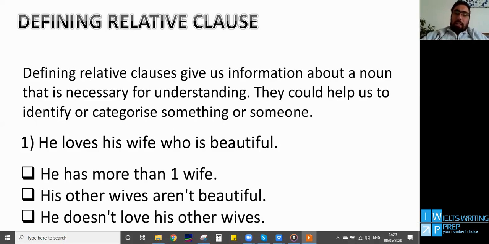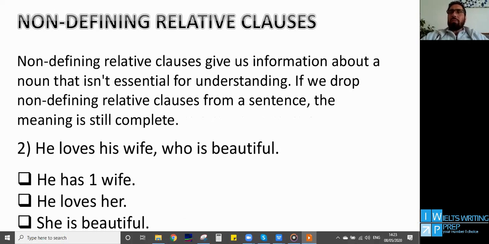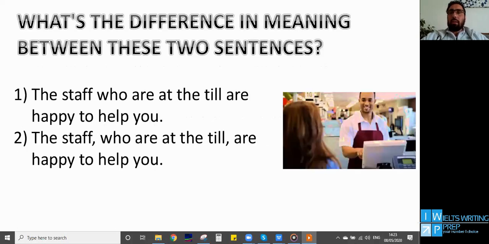So that's basically the difference between the two clauses. Defining gives us essential information, and non-defining gives us extra information that we do not need for understanding. Let's take a look at these 2 sentences quickly before we move on to other parts of defining and non-defining relative clauses. The staff who are at the till, the ones at the till, are happy to help you. The staff, comma, who are at the till, comma, are happy to help you. Very quickly, let's comment on the difference in meaning.